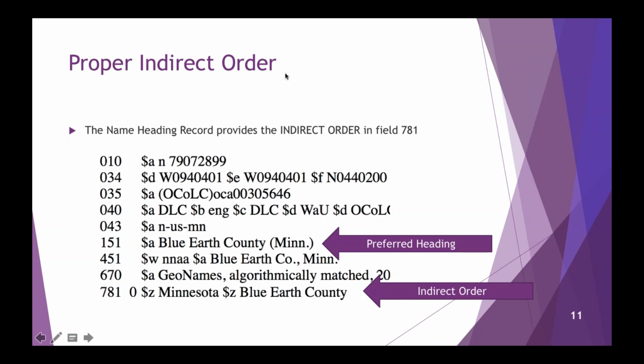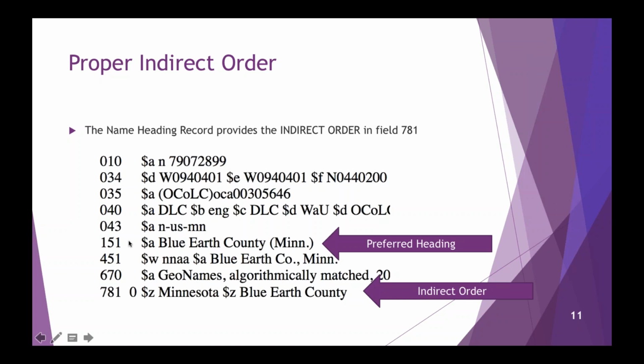The way that you know what the direct order is versus the indirect order is when you look in the name authority file, look up that place name, and look at the MARC view of that particular authority record. And the preferred heading is always going to be in a 1XX field because this is a geographic location. Geographic locations in the authority file go in a 151 field. So that's why we see the preferred heading in a 151.